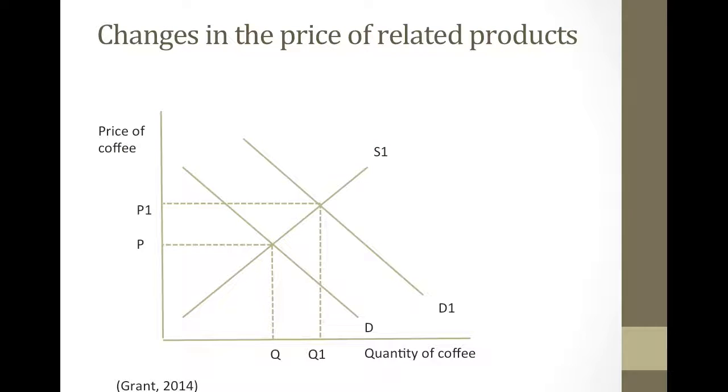So here is another example of substitute and complement. It is a change in the market for coffee. If you see this graph, there is an increase in demand. We can guess that it is because of a rise in the price of tea, because if there is a rise in the price of tea, people will not want to buy tea and they will buy more coffee instead of tea. So this is another example of substitute.